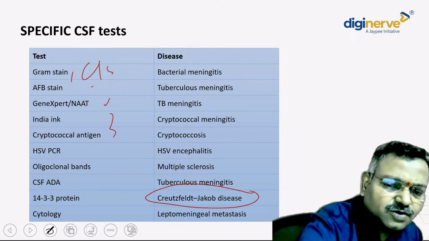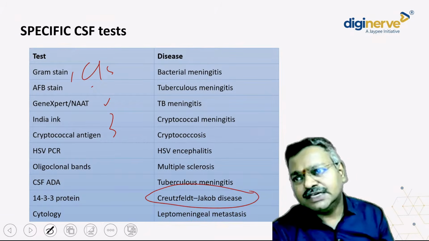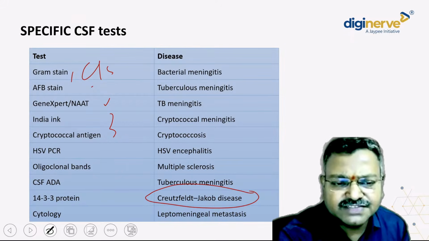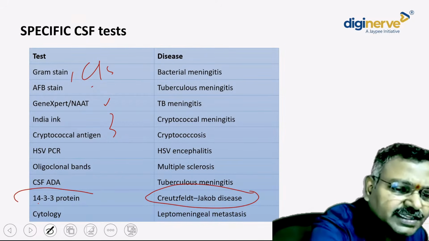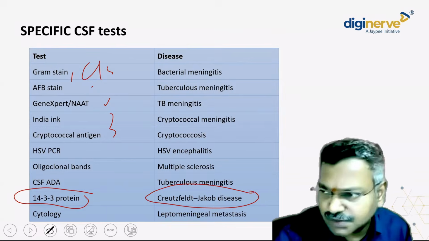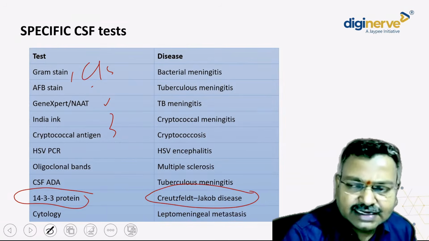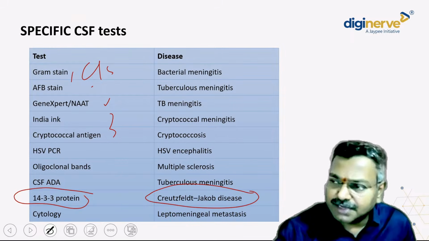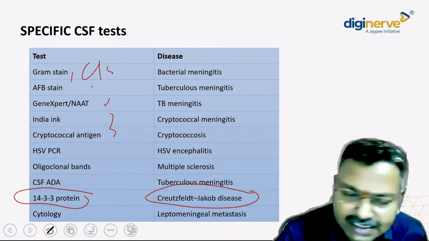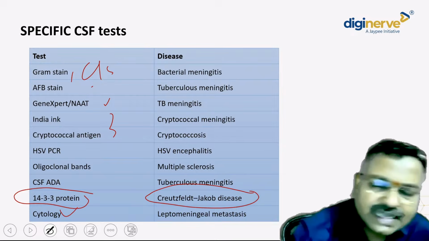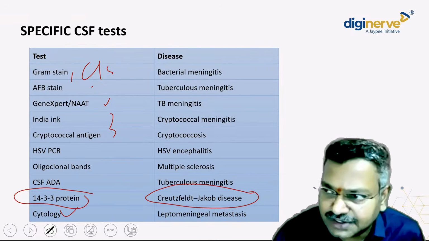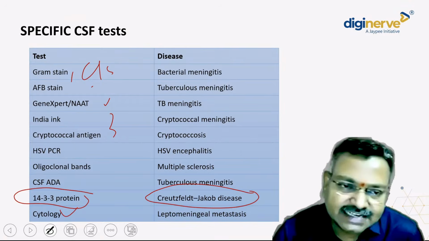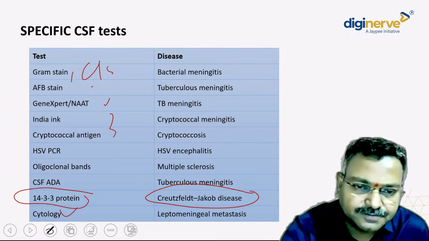Creutzfeldt-Jakob disease is a slow viral disease that causes early onset dementia and severe cognitive dysfunction. You do something called the 14-3-3 protein, that is what we assess from that. And sometimes you can have lymphomatosis or leukemia producing meningitis, what we call leptomeningeal metastasis. In that, we do a cytology and identify the cells, and you can do the flow cytometry also from that. So these are specific tests that we can do from the CSF.